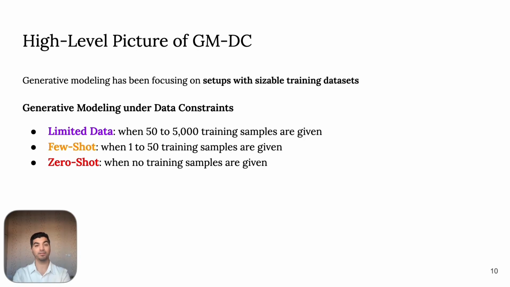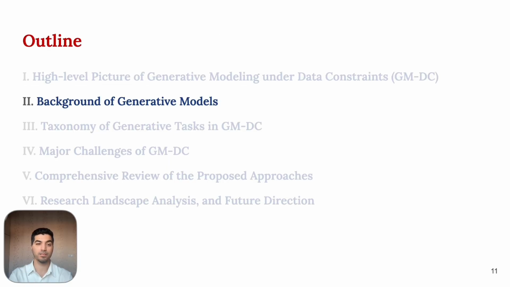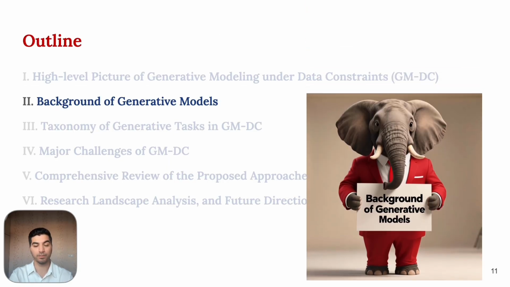Based on what we have in the research literature, we propose different scenarios. Limited data is when you have 50 to 5,000 training samples. Few shot scenario is when you have 1 to 50 training samples, and zero shot is when you have no training samples. Next, we discuss the background of generative models.